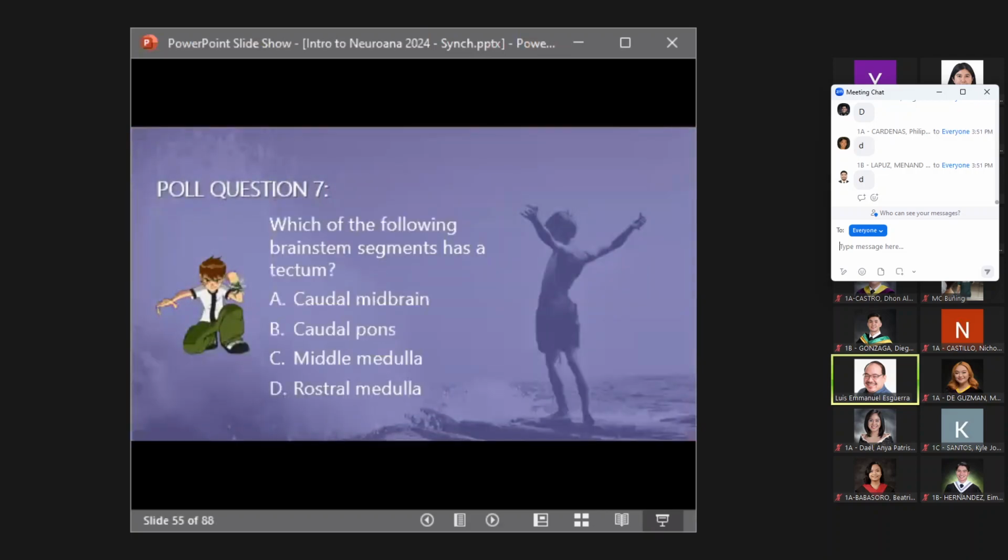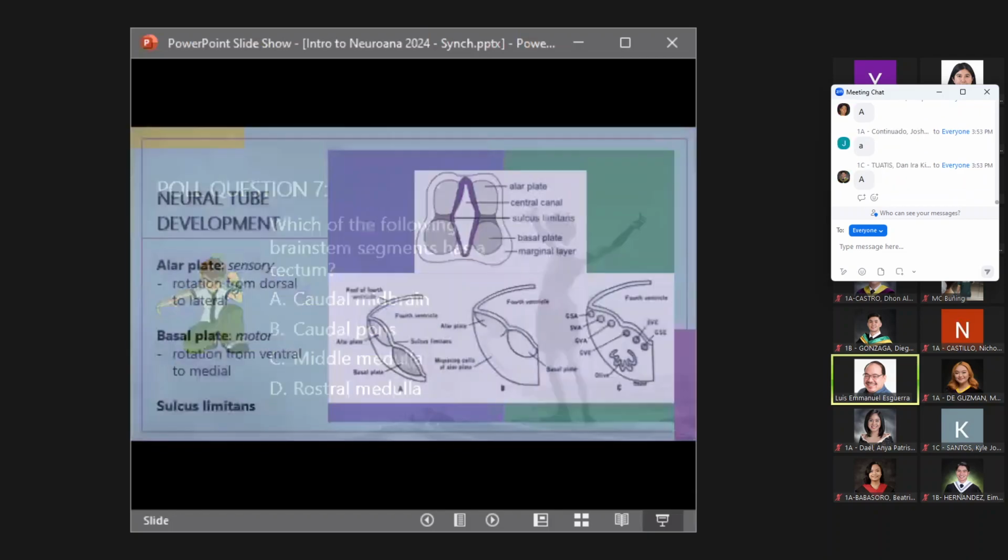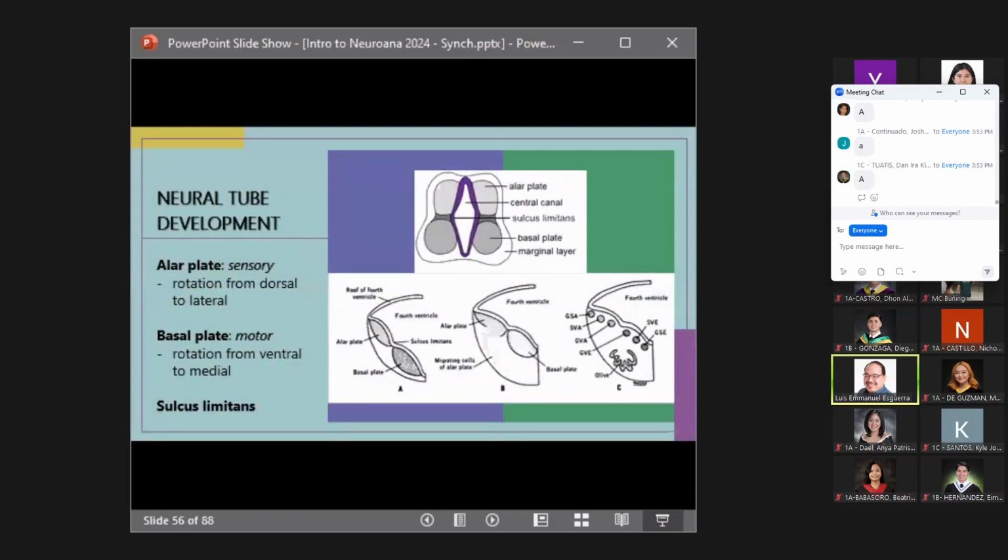So question here, which of the following brainstem segments has a tectum? So sabi ko na, midbrain lang ang may tectum. So A. Yan, walang pons, wala sa medulla. Okay, very good.